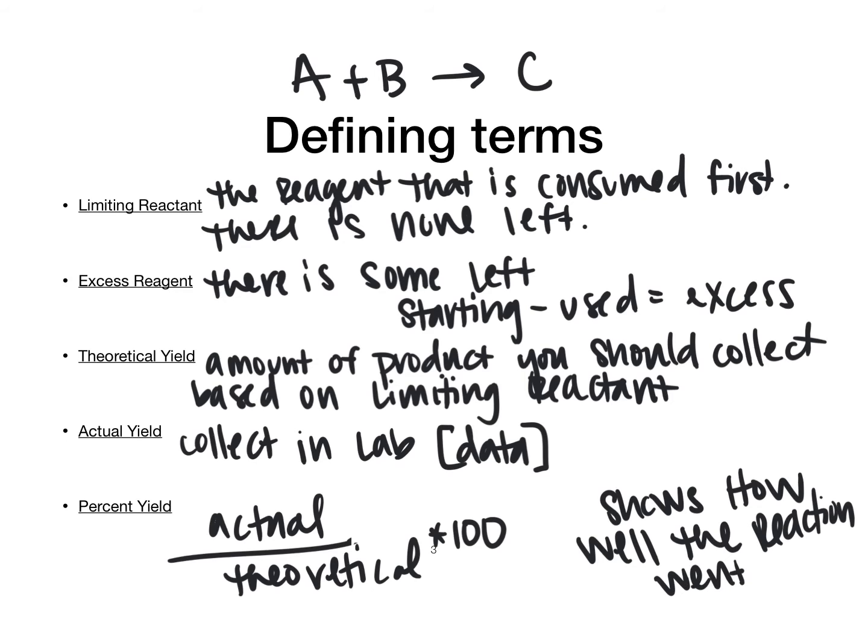And so you can get a percent yield of 0%, where you should have collected something and didn't, or you can get a percent yield over 100%, and that likely means that something is off either in your measurements or your calculation. But moving forward, these are the definitions that we're going to think about in the next example problems.